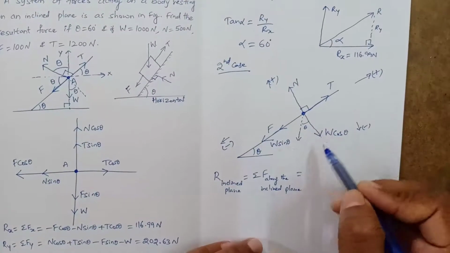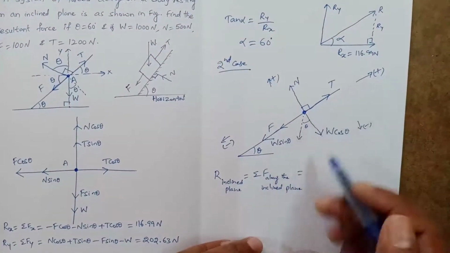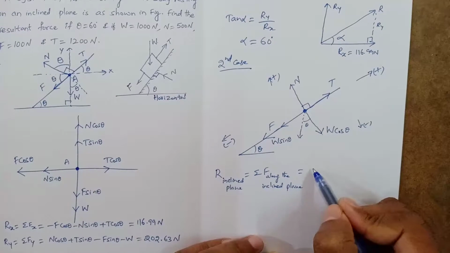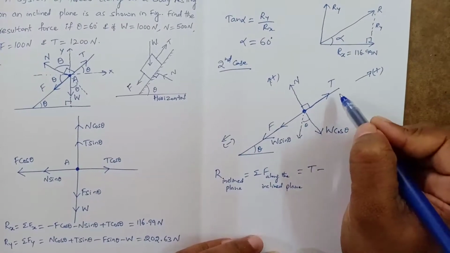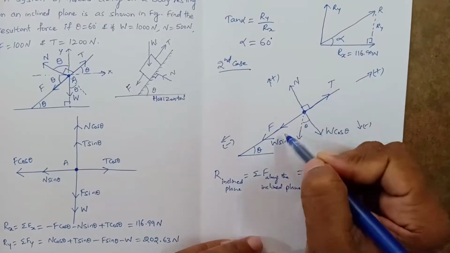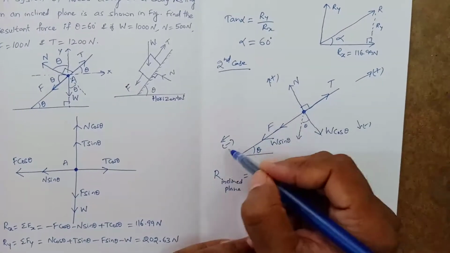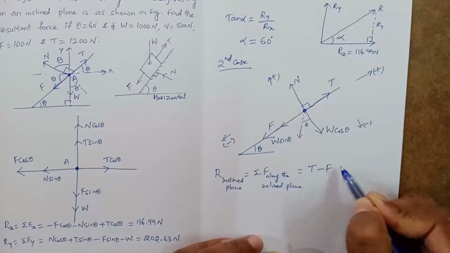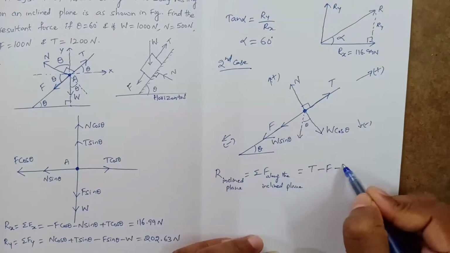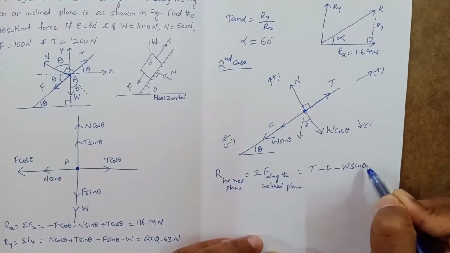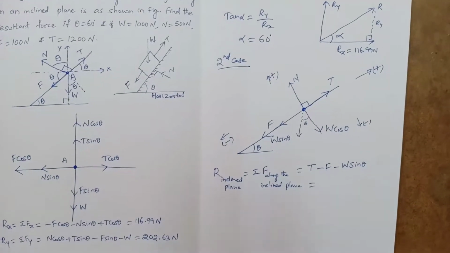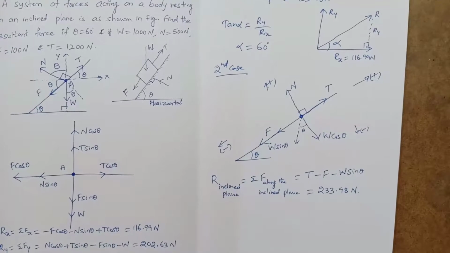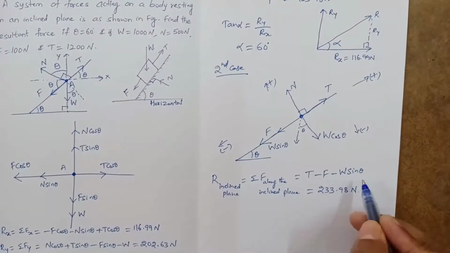So if we take along the inclined plane, T will become positive. It is T, acting along the positive direction, plus T, and this F is acting downward in this direction, so minus F, and W also acts in this direction, so it is minus W sin theta. Substituting these values, what we get is 233.98 Newton after substituting the values for T, F, W and theta.